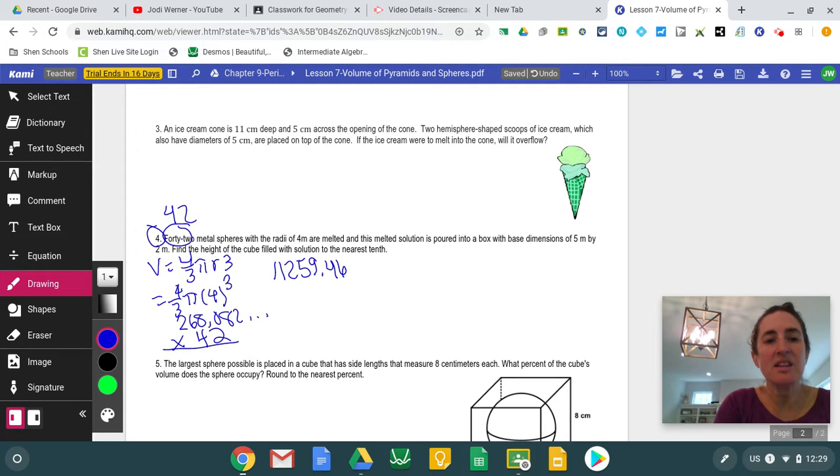So it's asking me to find the height of this box. It has dimensions of 5 by 2 for its base. So I'm going to do volume equals length times width times height, because I've got basically a box going. I've got 5.